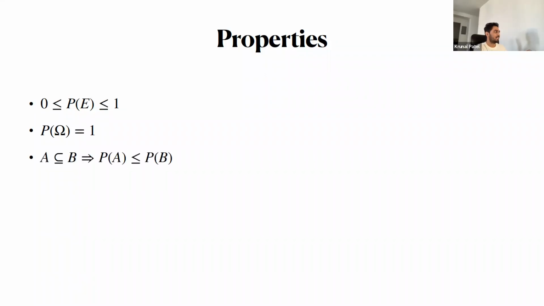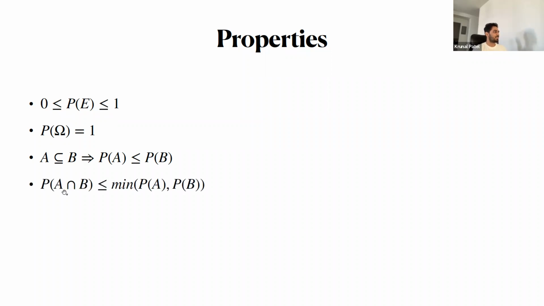Okay, so the properties. These are very basic properties. Probabilities are, as you all know, between 0 and 1. It's basically the number of favorable outcomes divided by the total number of outcomes, which is why it's between 0 and 1, right? So the probability of the entire sample space is always 1. If A is a subset of B, there are two events, A and B, then the probability of A is always going to be less than or equal to the probability of B, right? All of these are very intuitive.